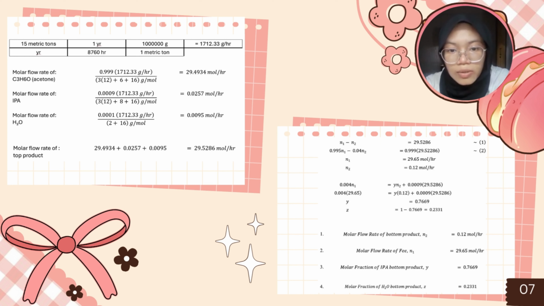Next, from the flow diagram, you can see that the top product is in metric ton per year, so we need to change it to gram per hour. To find the molar flow rate of the top product, we need to find the molar flow rate of each component in the top product, and then sum all the molar flow rates of the components to get the molar flow rate of the top product, and then use the equations that we did before to solve. And then at last, we will find the 4 unknowns, which are N1, N2, Y, and Z.